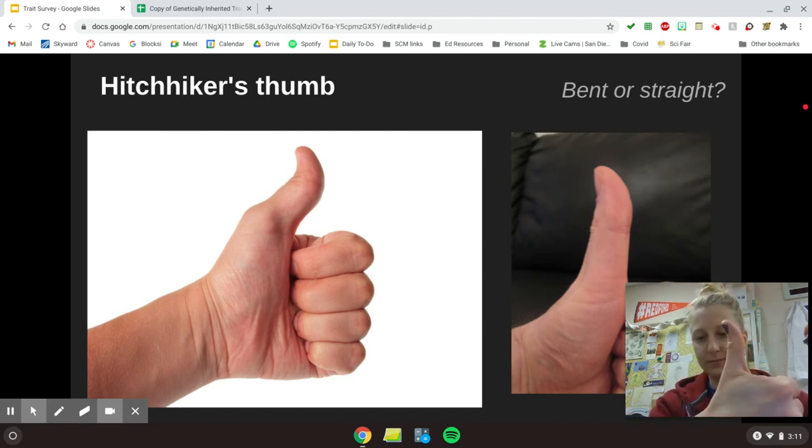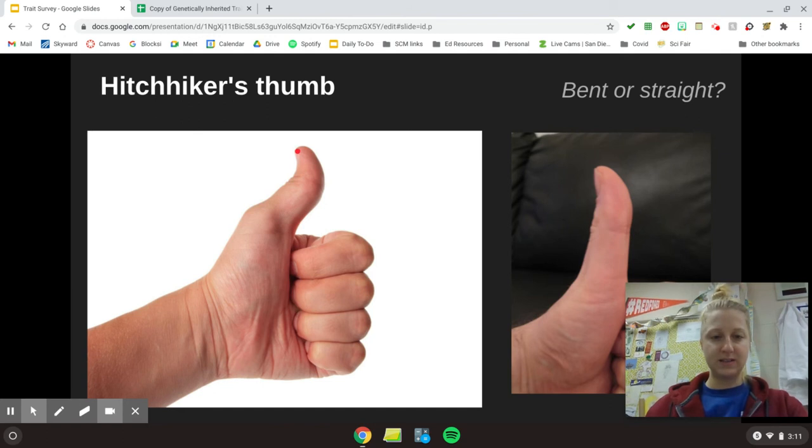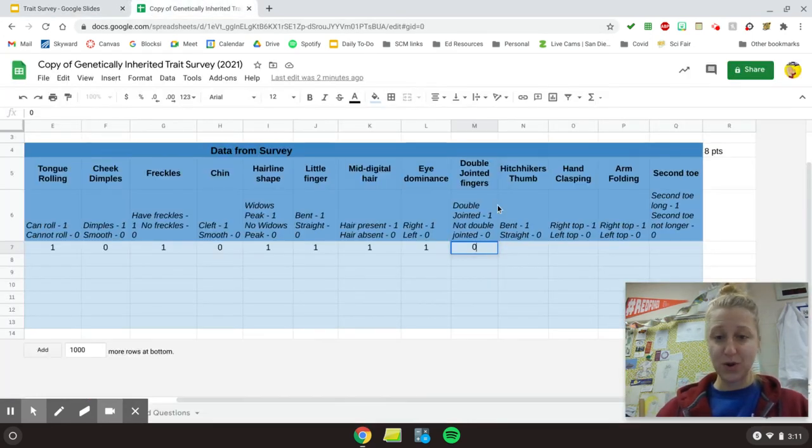Make sure their thumb is extended as far as it can go. Also make sure we're looking at the back surface, where the nail is on the thumb. Here, this surface is really curved. Here, the surface is really straight. This person has a straight thumb. The pad of the thumb is curved, but that's just how fingers are. They're pretty much always going to be curved, so we're looking at where the nail is. I have a hitchhiker's or bent thumb, so I'm going to be a 1.